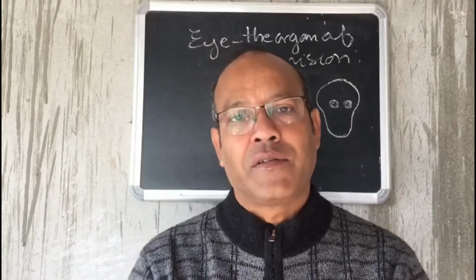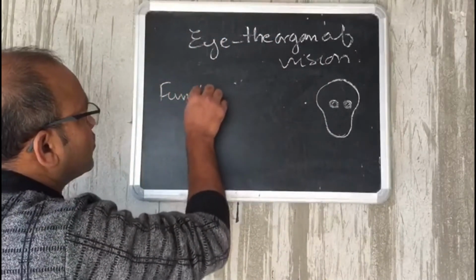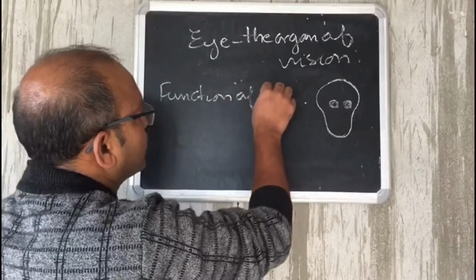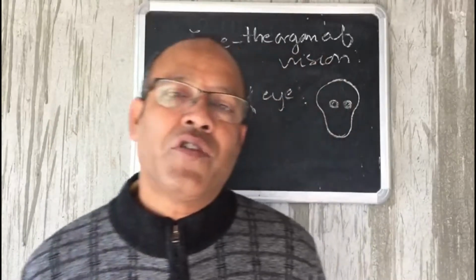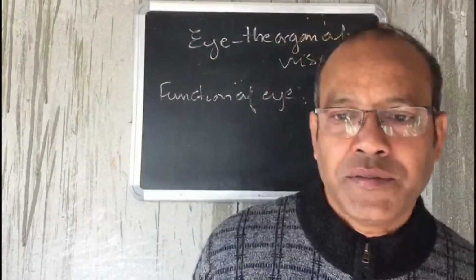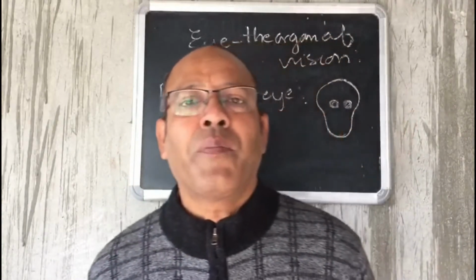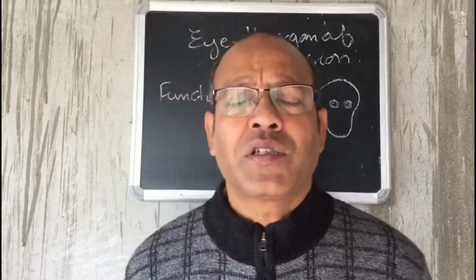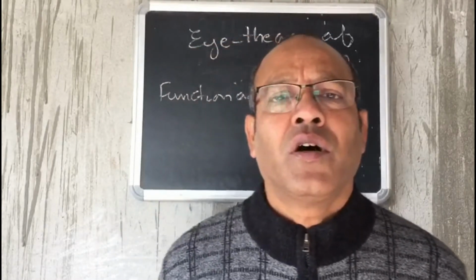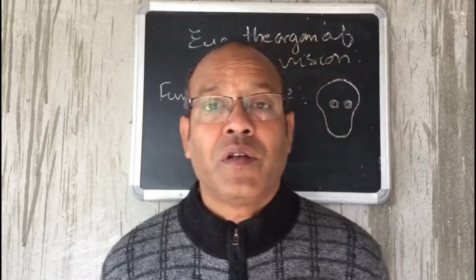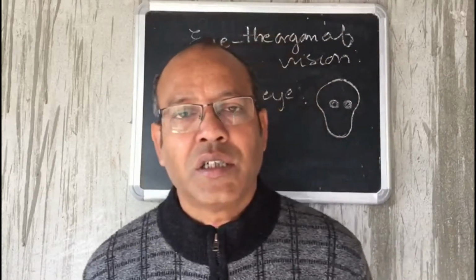Now the function of the eye. The first and foremost function of the eye is to see. It helps us to see the different shapes and sizes approximately. We can only make approximate estimates of the size of the object, but it helps us to see the shape and the size.